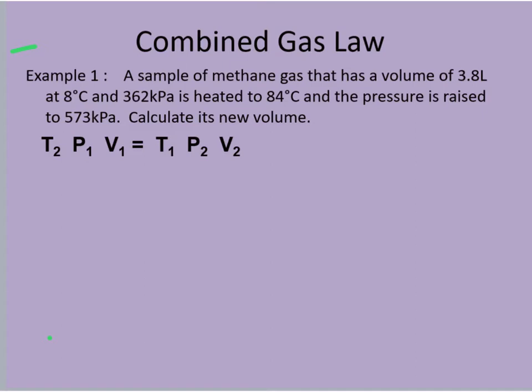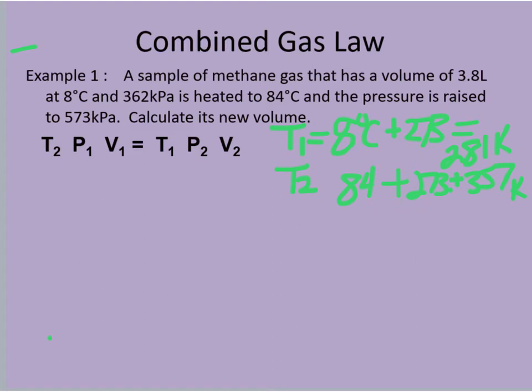Let's talk about our initial temperature, T1. T1 is going to be 8 degrees plus 273, that's going to be 281 Kelvin. And then our second temperature, we have 84 degrees Celsius plus 273, and we're going to end up with 357 Kelvin. So always do that first. Get your temperatures into units of Kelvin. And then use your formula and start filling in the pieces.